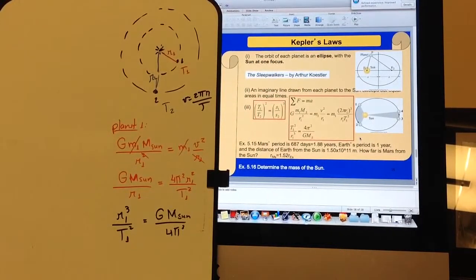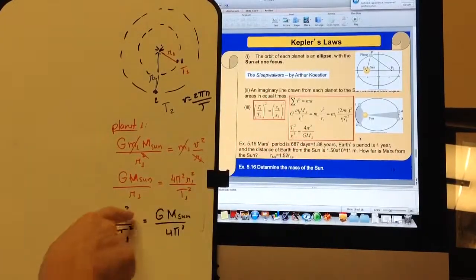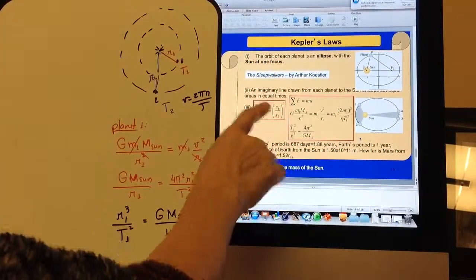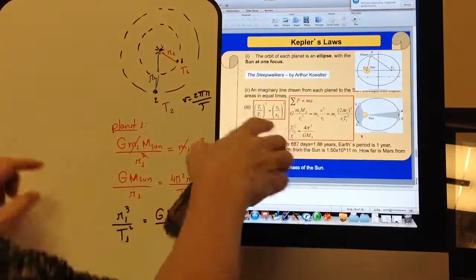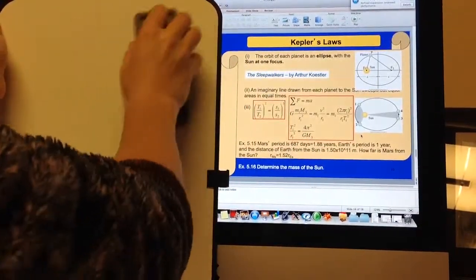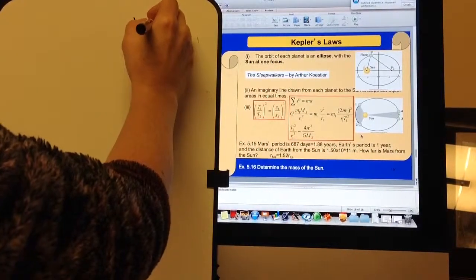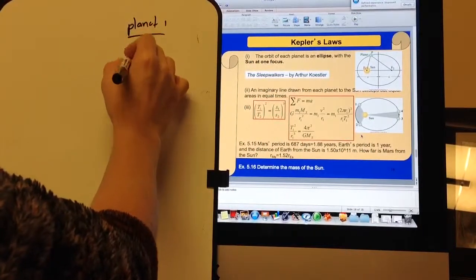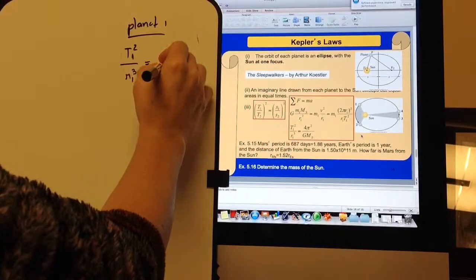This is just the opposite of what I wrote here. So this equation is the same one, so let me write this one here for planet 1. Just by studying planet 1, we have that period squared over distance cubed is equal to a constant.